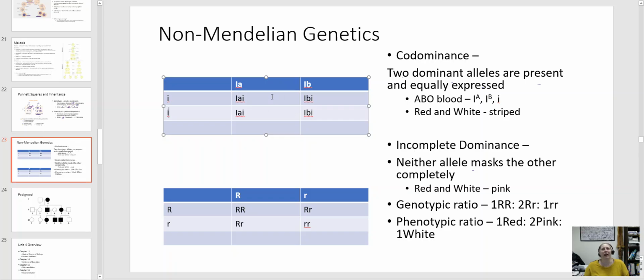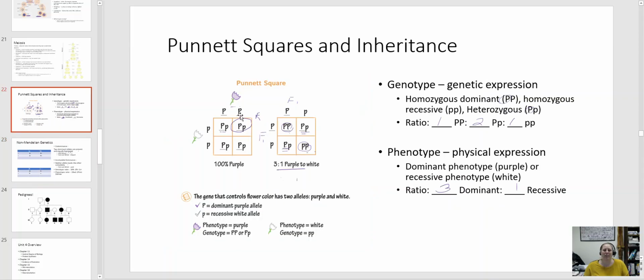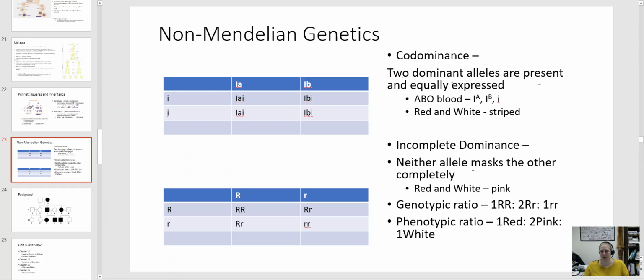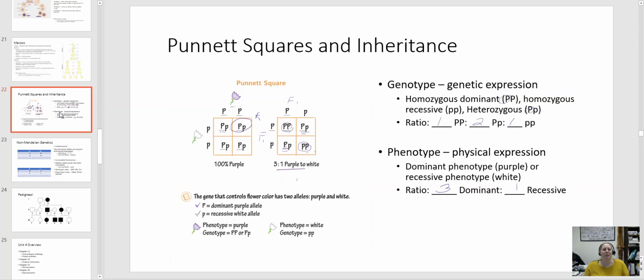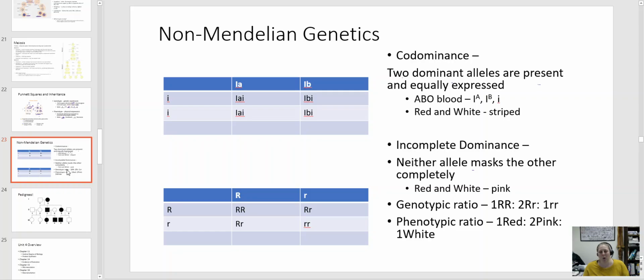This would be true too if we had these purple and white flowers, right? If instead of getting all purple in that first generation, I got purple and white striped flowers, that would be an example of non-Mendelian genetics in that co-dominant inheritance. Incomplete dominance is when neither allele masks the other completely. The most classic example of this being when you cross red and white flowers, you get pink, or if we were to cross these purple and white flowers and we got lighter purple, purple is not completely covering the white, and so we end up with a slightly different genotypic and phenotypic ratio here, because you can physically tell the heterozygous individuals, they will be pink.